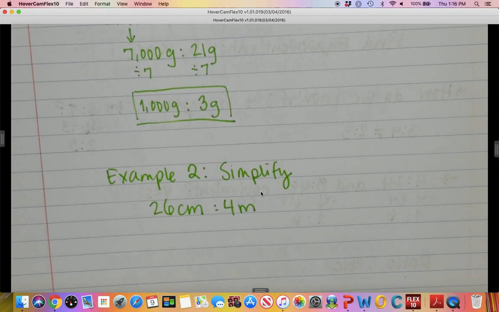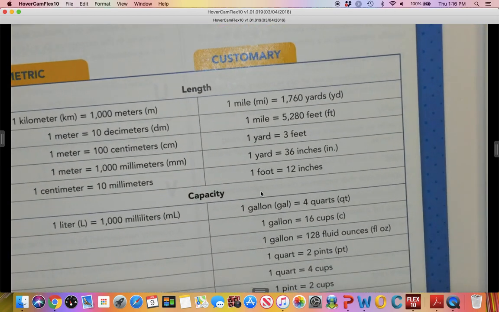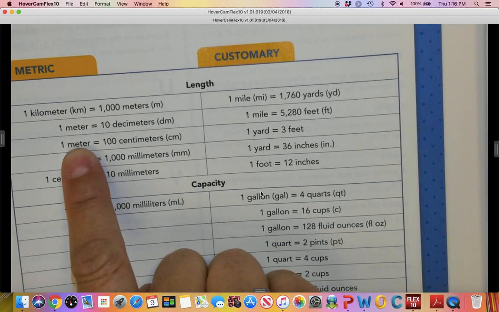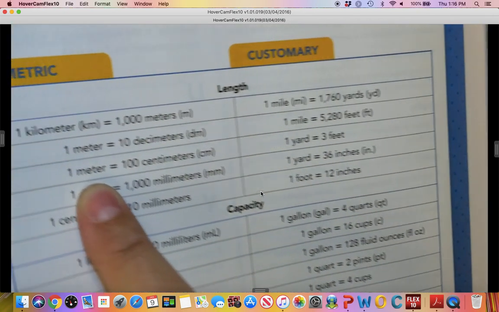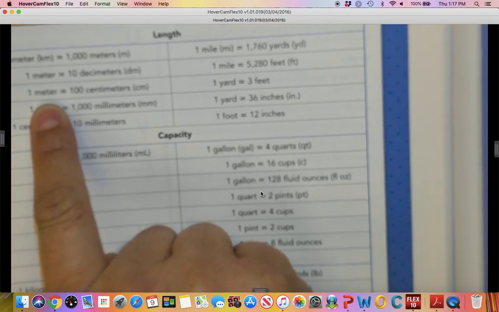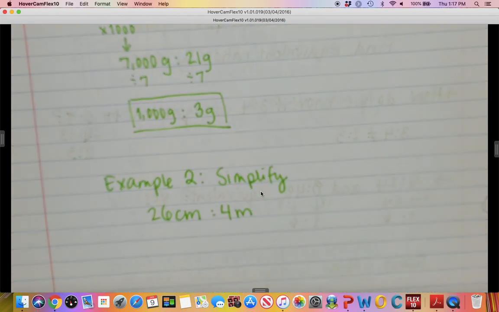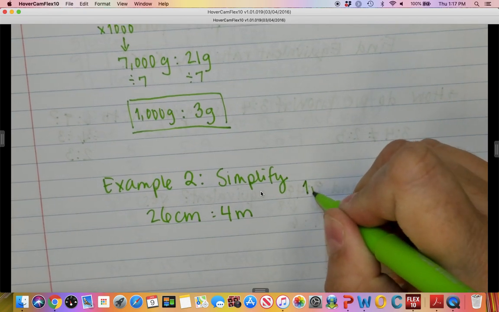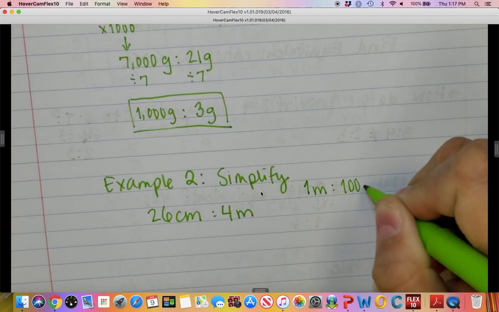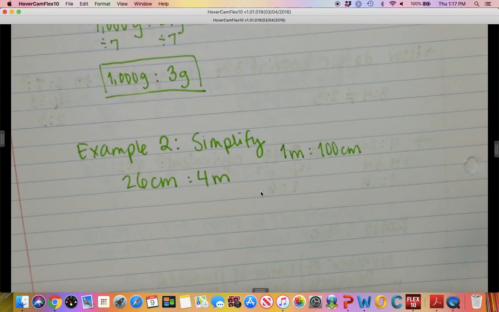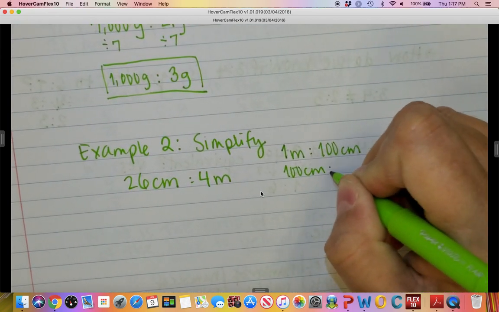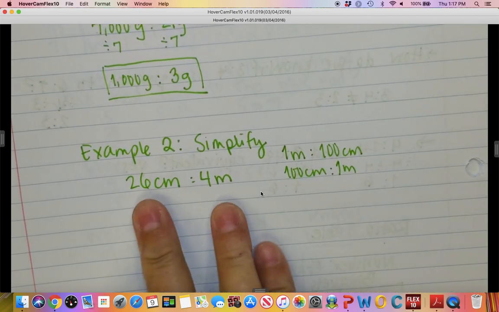So I'm going to look at my handy dandy page 276, which you'll have in your notebook tomorrow, but for today I'm going to show you. And it says for every meter, every 1 meter, there are 100 centimeters. So I'm just going to write that down. For every 1 meter, there are 100 centimeters. Which means for every 100 centimeters, there is 1 meter, which follows centimeter, meter.